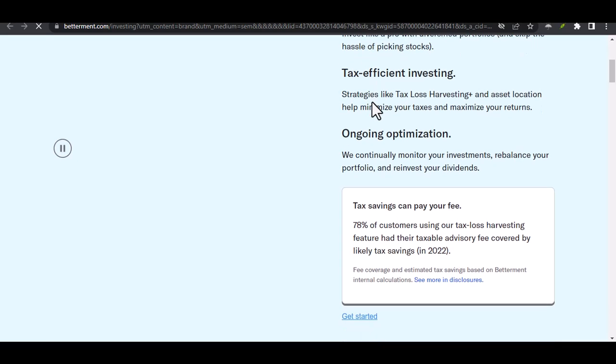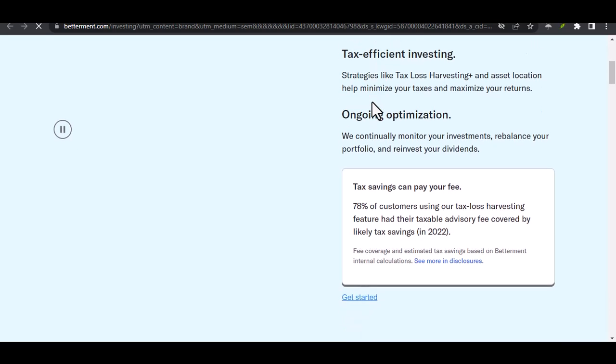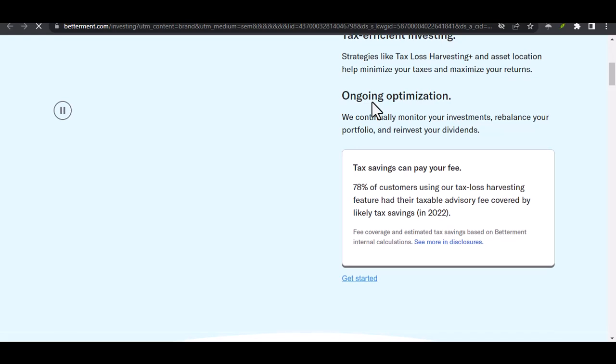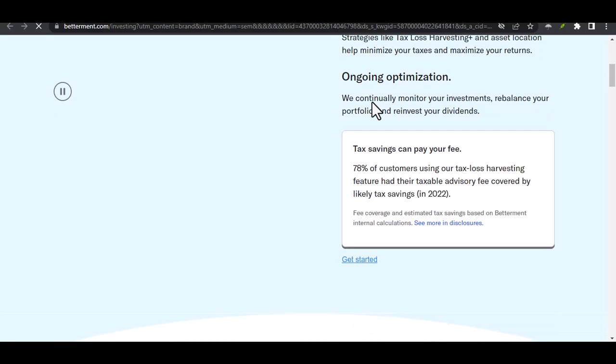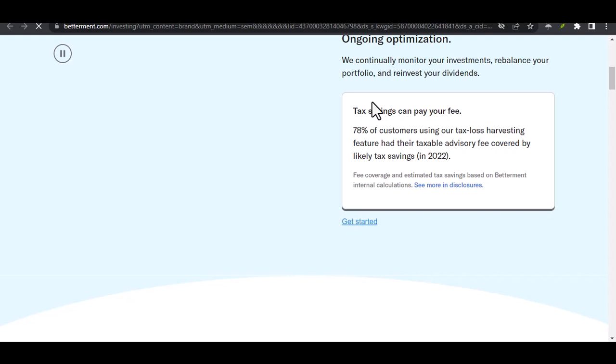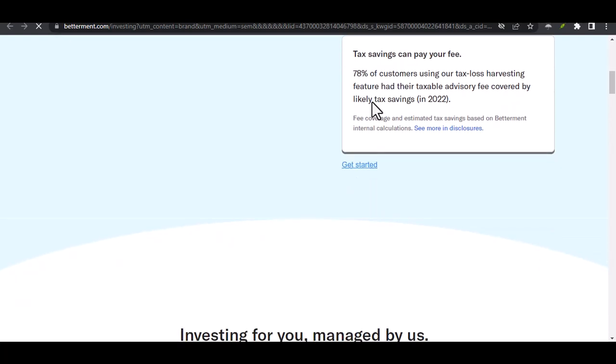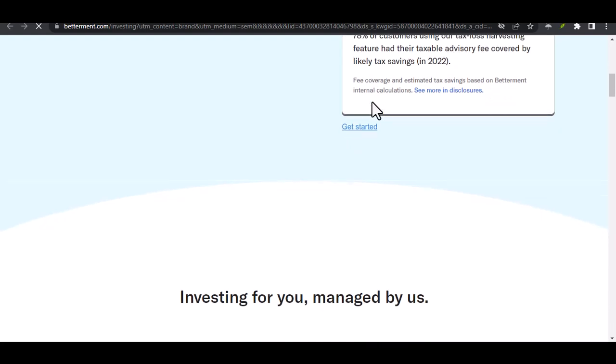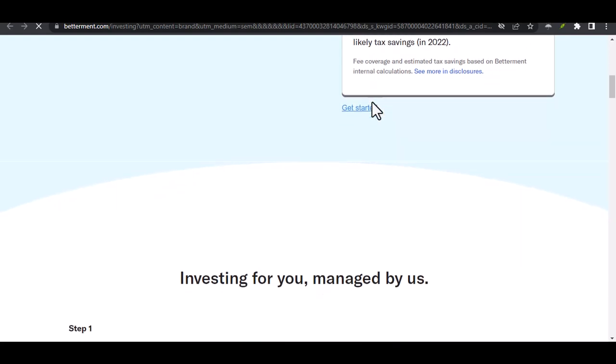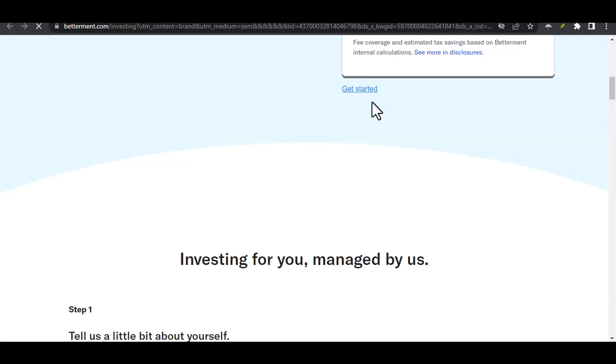But wait, isn't Betterment a bank account too? This question pops up a lot, and for good reason. We're used to the security and structure of banks. So, let's dive in and see exactly what Betterment is, how it works, and how it compares to a traditional bank account.